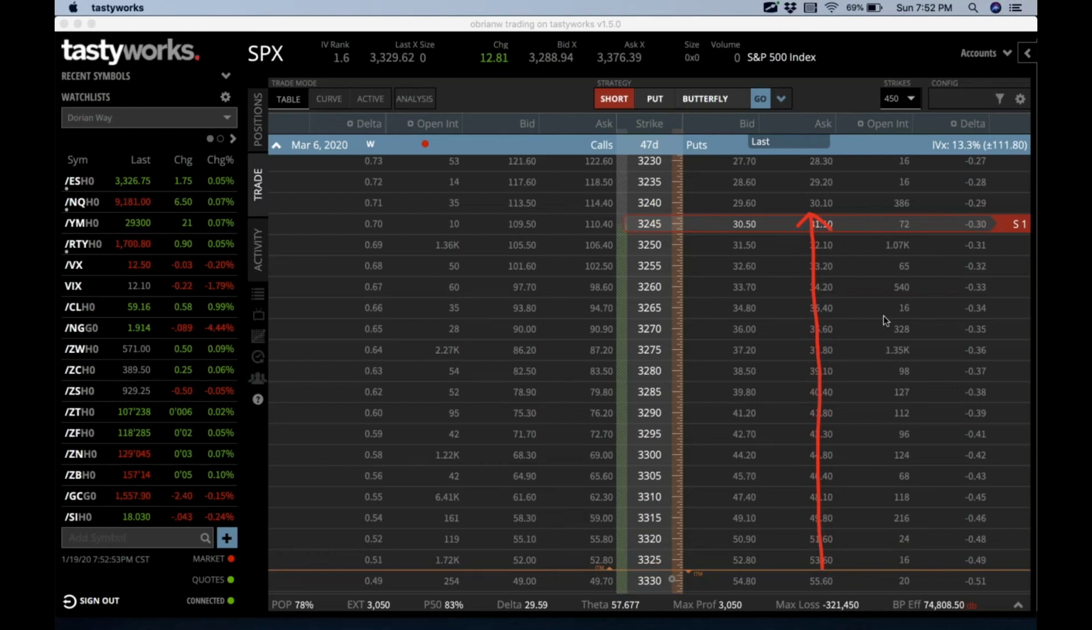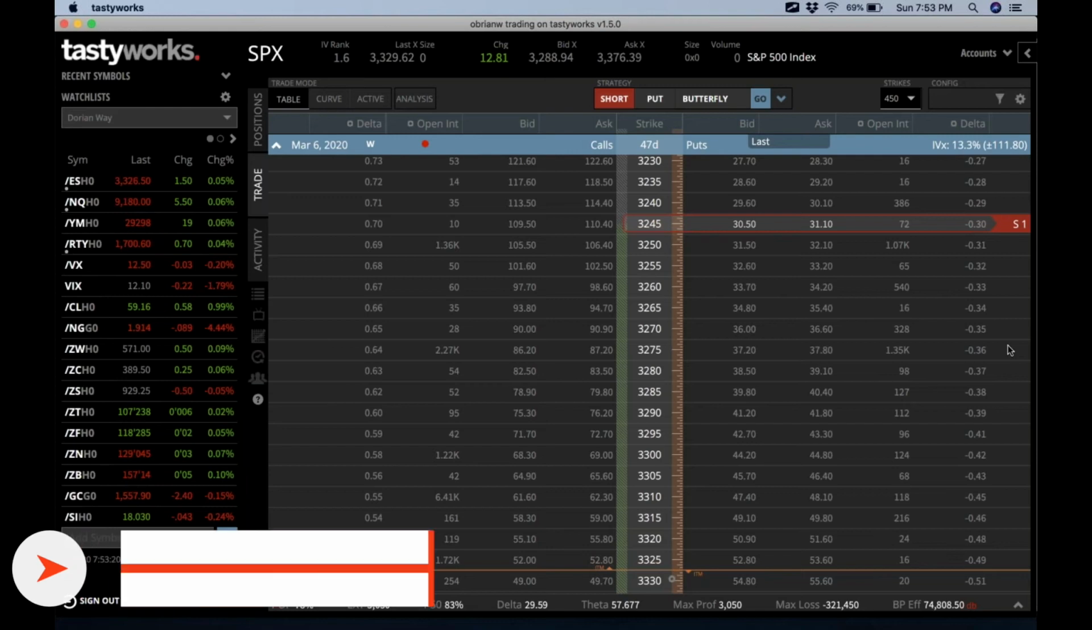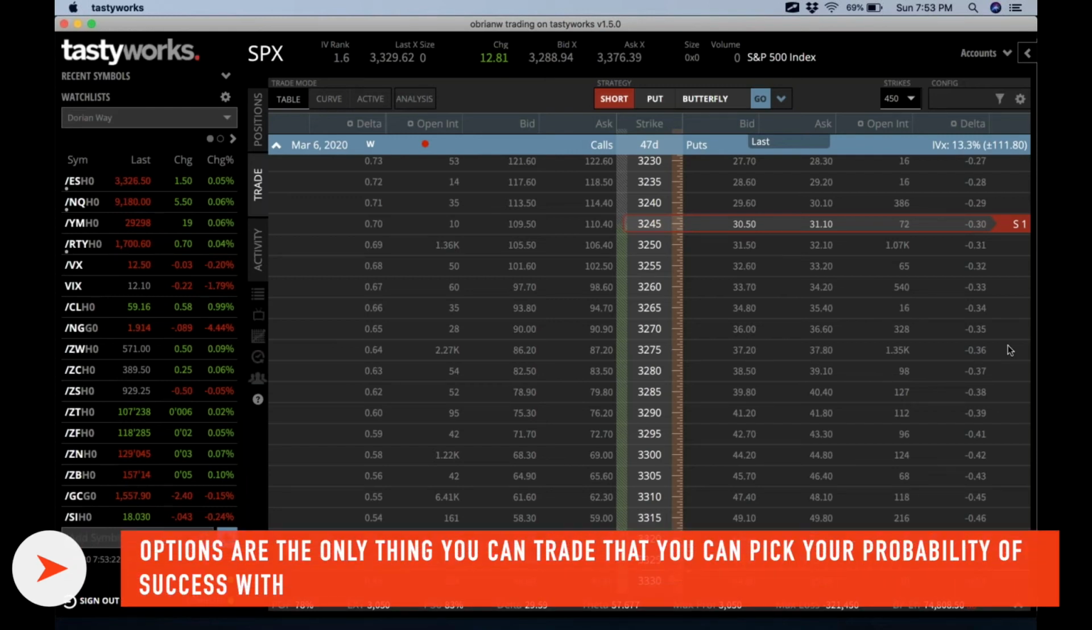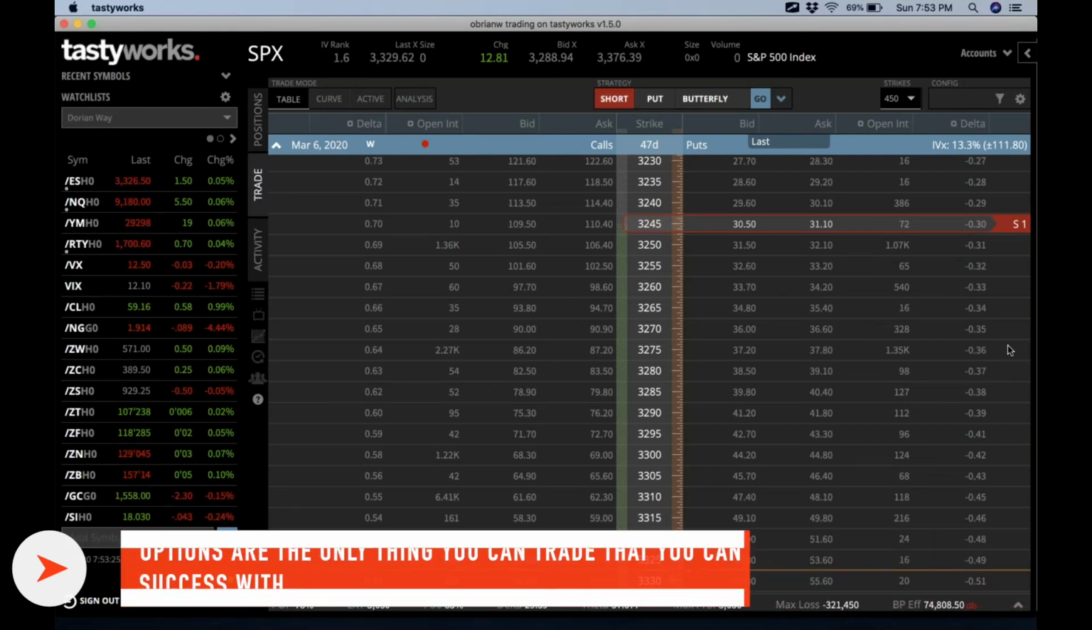So if you're selling something at the 10 delta, then you have a 90% chance of making at least 1 cent. If you buy it, you only have a 10%. If you sell something at the 5 delta, then you have a 95% chance of making at least 1 cent at expiration. If you buy it, you only have a 5% chance of making money at expiration. So when you're dealing with options, it's all about statistics, it's all about probabilities, it's about standard deviations.